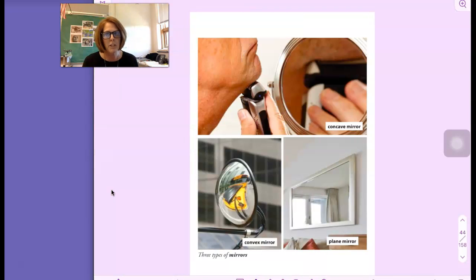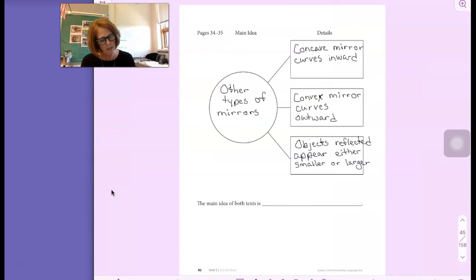If we go back to the picture here, on a concave mirror, things appear larger. So I'm just going to put that in parentheses so you remember. And on a convex, things appear smaller. Okay?